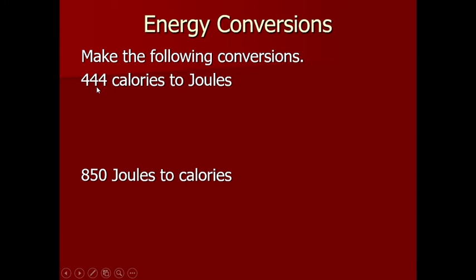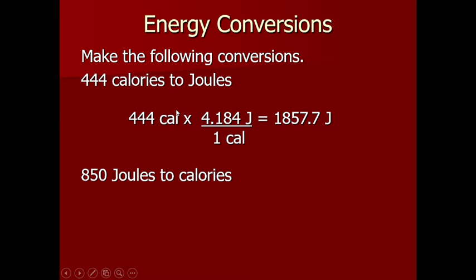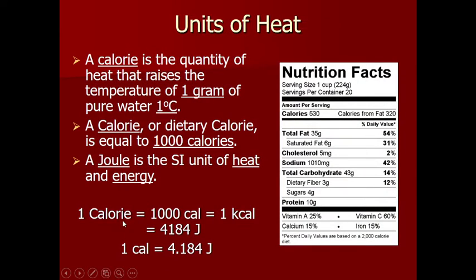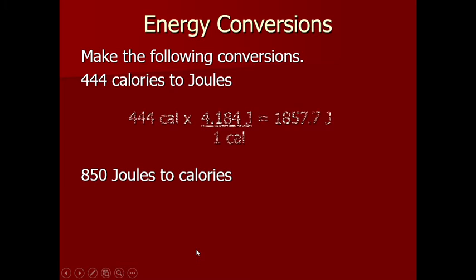In the first case we have 444 calories, and we have to convert these calories into joules. We have to apply the relationship as we discussed before, that is 1 calorie equals 4.184 joules. So we just multiply 444 by 4.184 joules, and the answer comes out to be 1857.7 joules. Calories cancel out with calorie, and we are left with only the unit joule. So this is our answer.